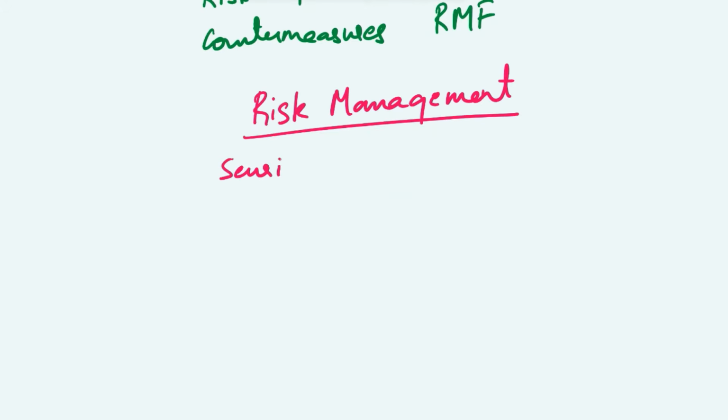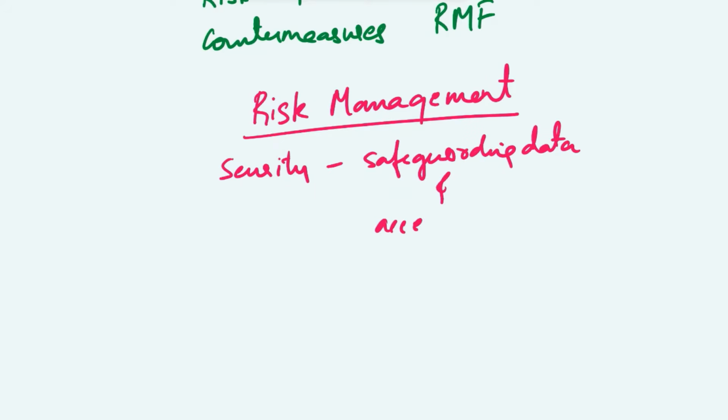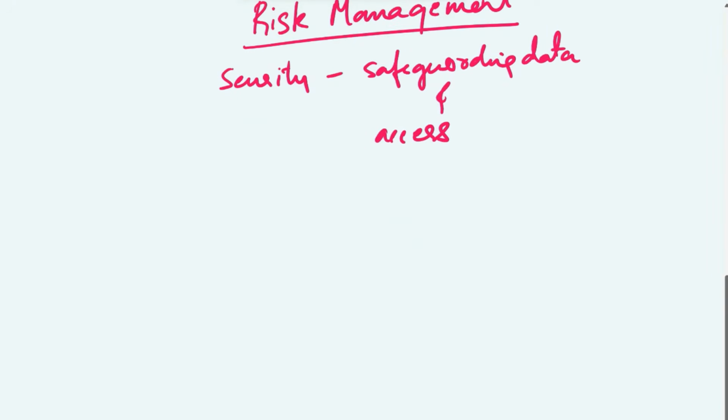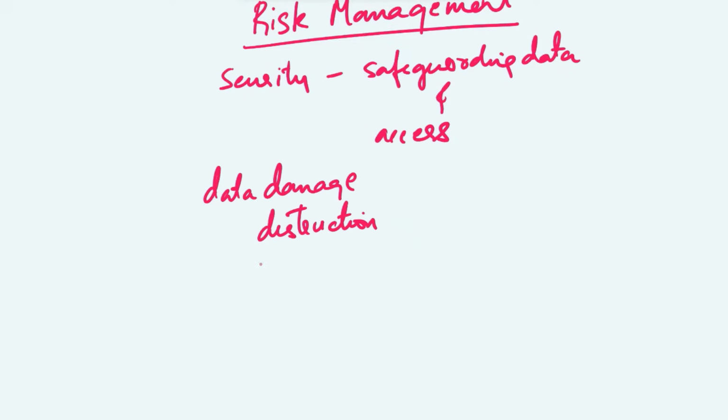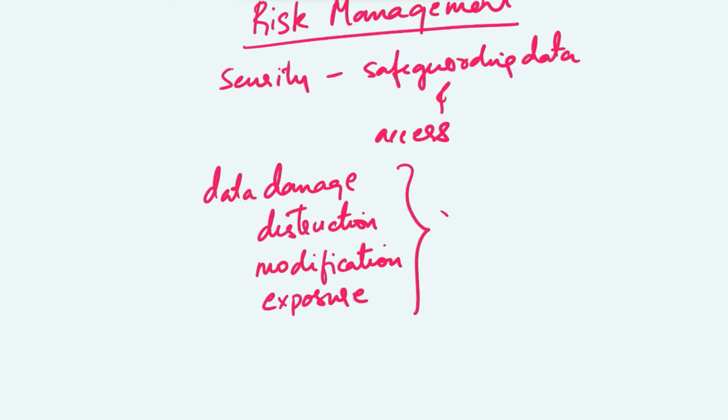So, security is nothing but all about safeguarding data and authorized access while preventing any loss or disclosure. The potential for data damage, destruction, modification, when I say modification, it is unauthorized modification or exposure is referred to as risk. Understanding risk management concepts is crucial for establishing strong security measures, governance, and demonstrating legal compliance. In maintaining a secure environment, risk management plays a vital role.